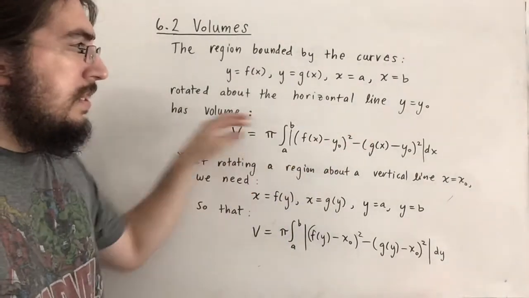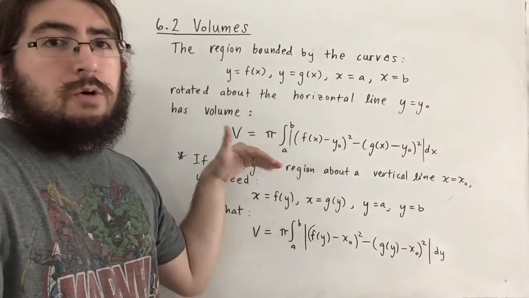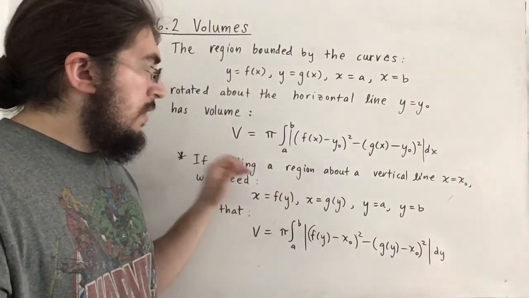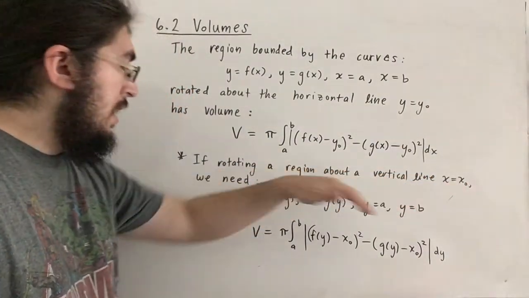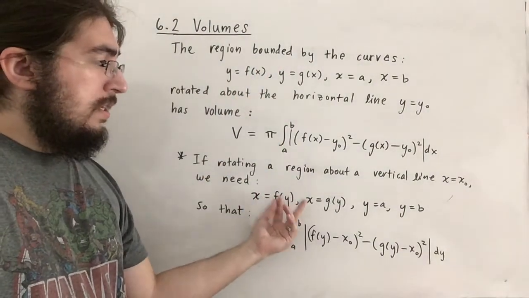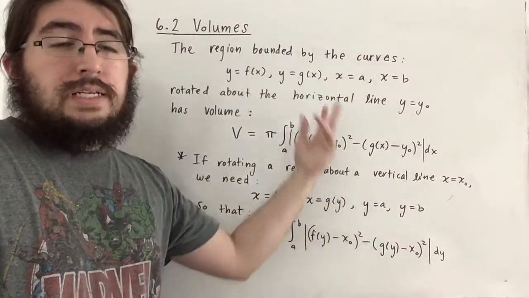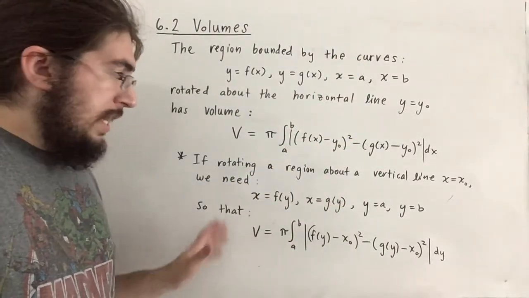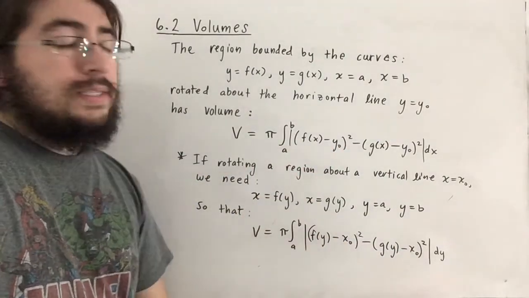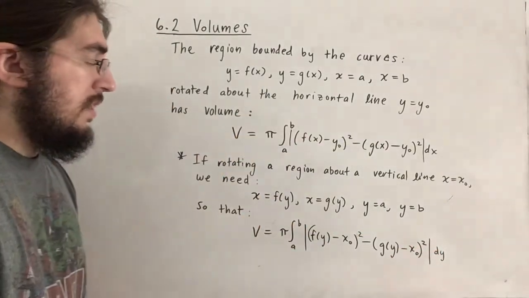But this is legitimate. Now, you may be wondering, what if you're rotating about a vertical line, not a horizontal line? Well, if we're rotating a region about a vertical line x equals x naught, we need the following for the region. We need the functions to be in terms of y, so x as a function in terms of y, and we need our lines to be y lines, not x lines. And then we get this, which is exactly the same thing here, only we're literally swapping all x's and y's. And here a and b are y values, as opposed to here, where a and b are x values.